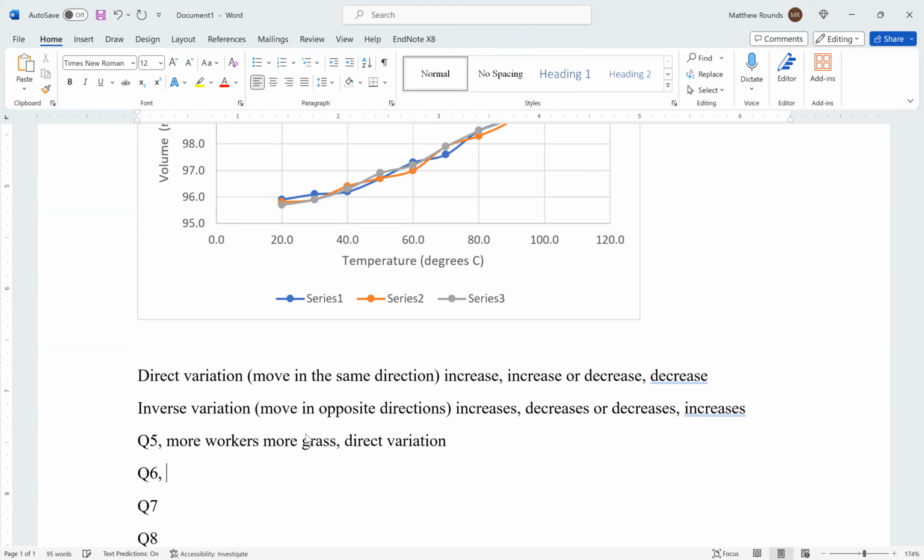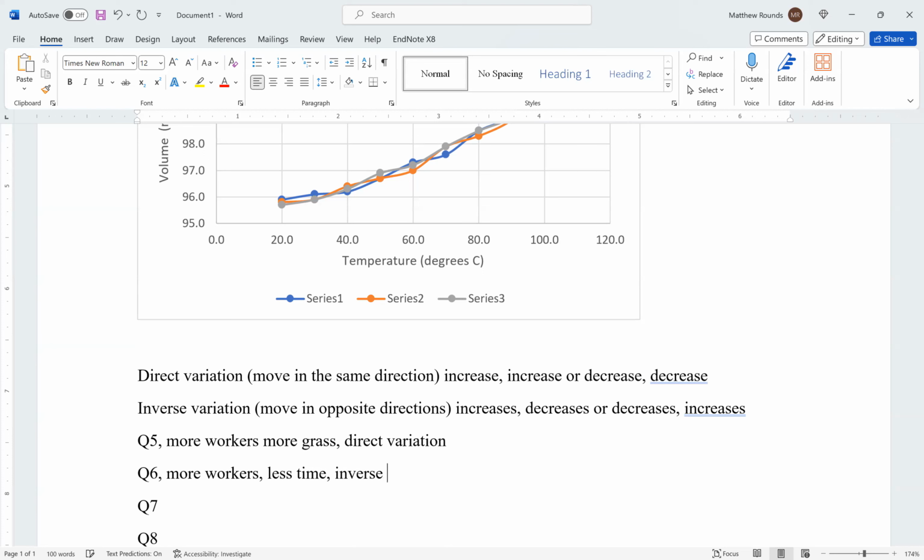Now let's look at 6. Question 6 says the relationship between the number of workers and how long it takes to mow a lawn. So now this is where you have a fixed size lawn. So does more workers mean more time or less time? More workers means more time. Well, actually, no, it means less time, because you get more done, and because you have more people, it won't take as long. Right. So that is inverse variation.